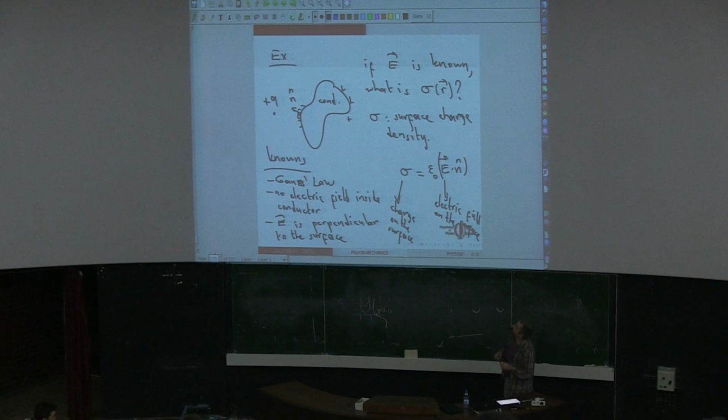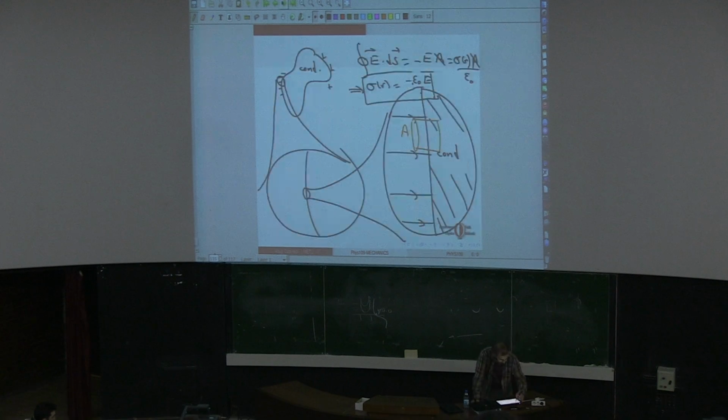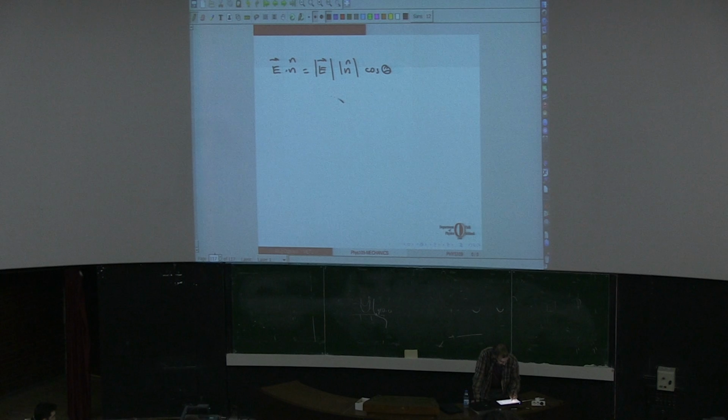It's the unit vector pointing from inside the conductor to the outside of the conductor and perpendicular to the surface everywhere. So the n vector changes from point to point. So this is our conductor. The n vector here is in this direction, the n vector here is in this direction, etc.